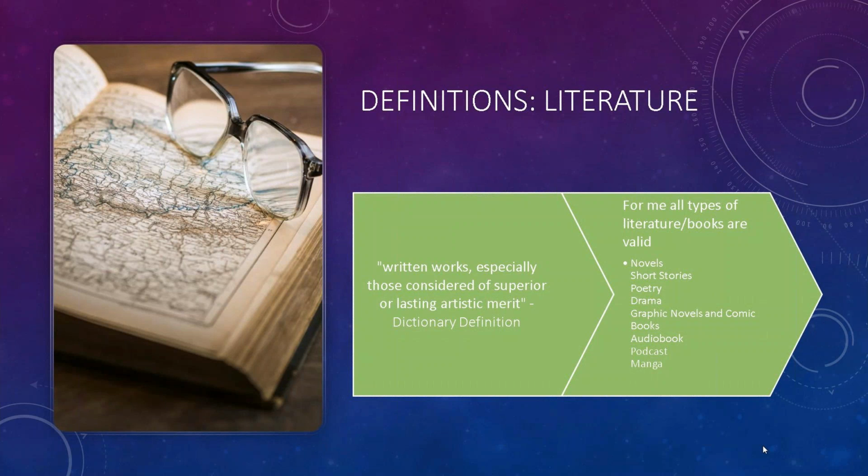So, according to the Oxford English Dictionary, literature is defined as written works, especially those considered of superior or lasting artistic merit. This is what we traditionally consider literature. However, for me, I do take a more holistic look at literature. So, as you can see on the slide here, all books, literature, stories have value. This can be novels, short stories, poetry, drama, manga, audiobooks, podcasts. Right? Anything that helps our students engage with storytelling, whether fiction or nonfiction, I think is equally valid in this discussion.